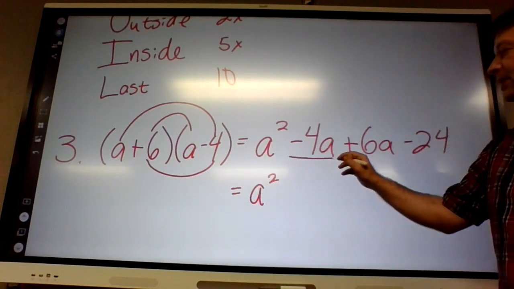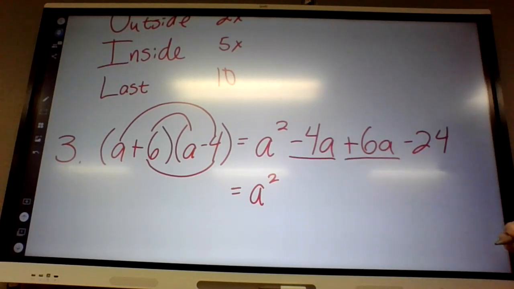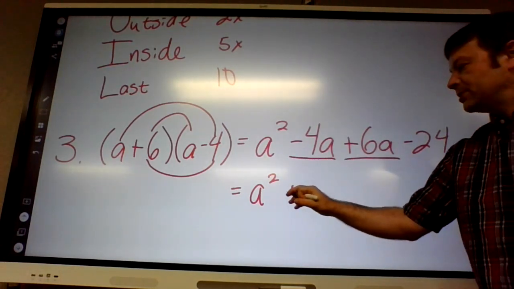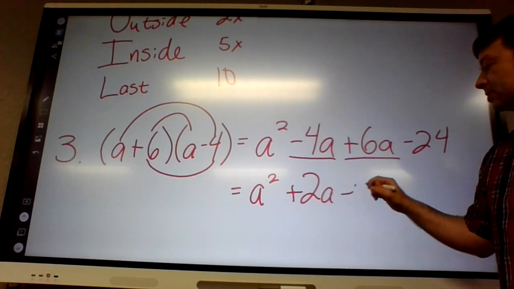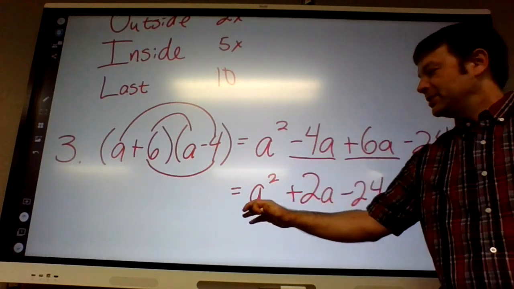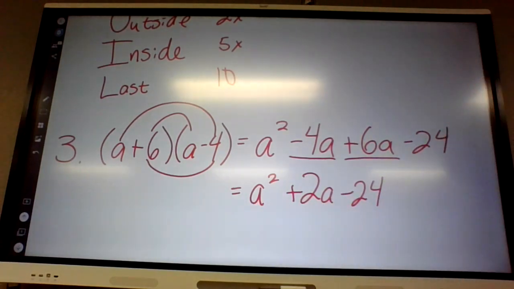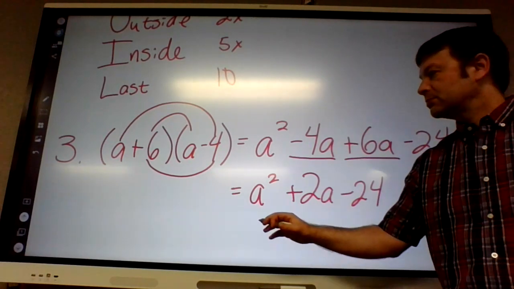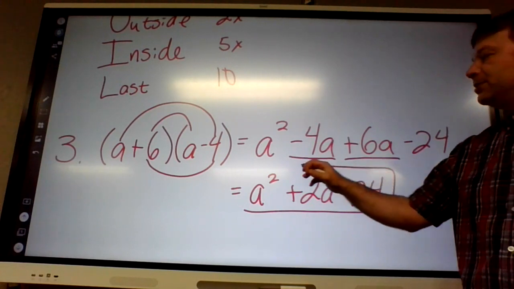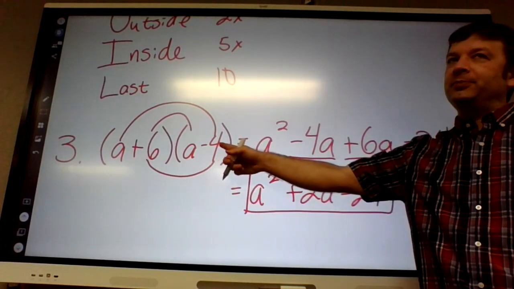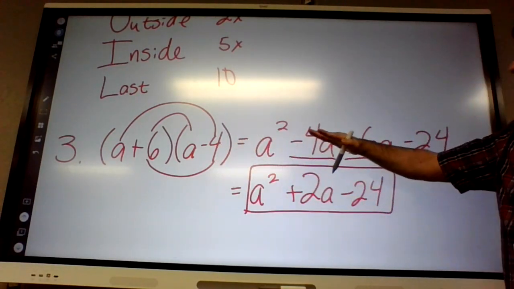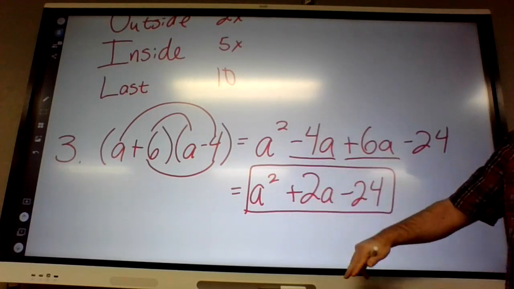Okay, what is negative 4a plus 6a? 2a, so plus 2a. Obviously, if you don't feel very confident in your adding with negatives, you might use a calculator there. That is the answer. You don't have to copy down the original problem. I mean, you can if you want to, but just this and the final answer, of course.